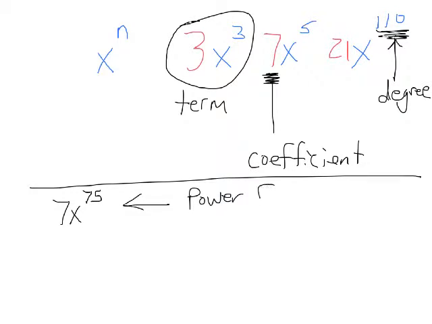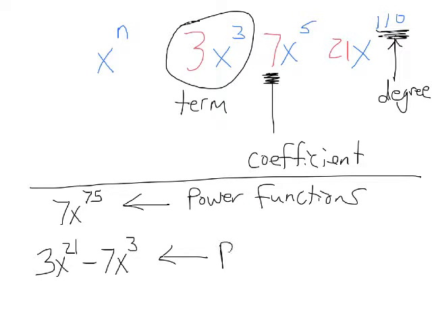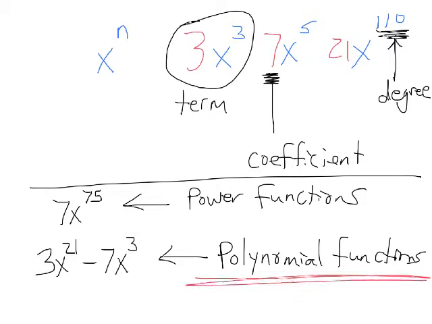If we take a couple power functions, or more than two, and add them together, for example 3x to the 21st minus 7x to the 3rd, then what we get is a polynomial. So you'll hear me use those terms pretty regularly. This chapter, or this unit, focuses on polynomial functions. So before I jump to the homework, let's do one more quick thing.